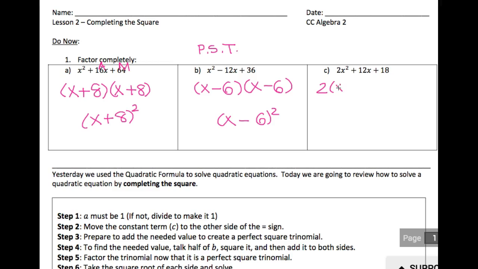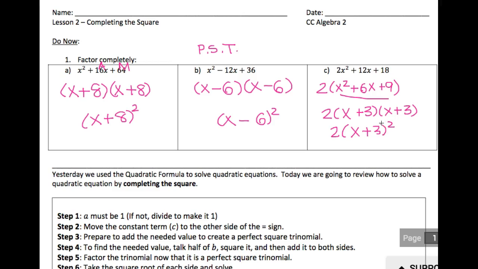frequently in this lesson. For letter C, a little bit of a trick here. First, take out the greatest common factor, and then, oh my goodness, when you factor this, you're going to see, again, we had a perfect square trinomial, so that will factor like that.